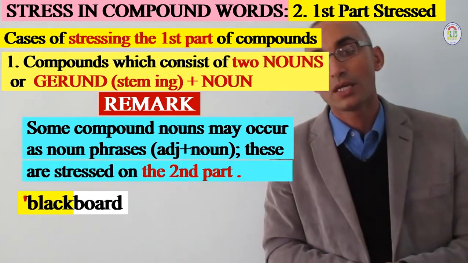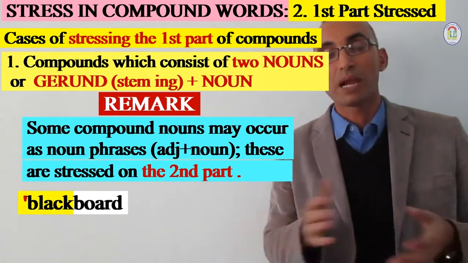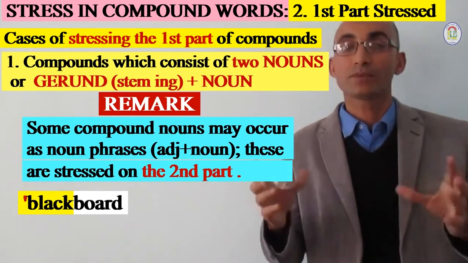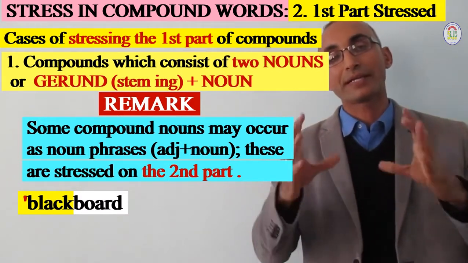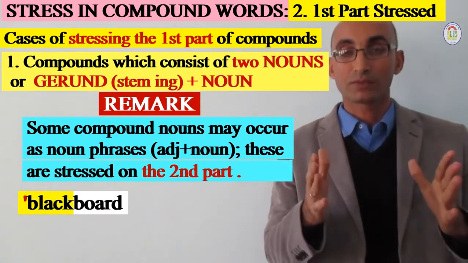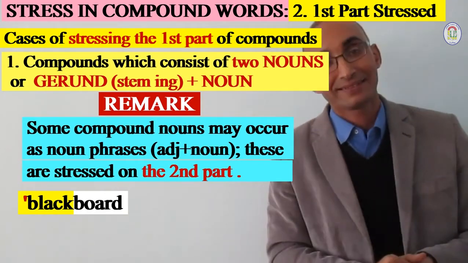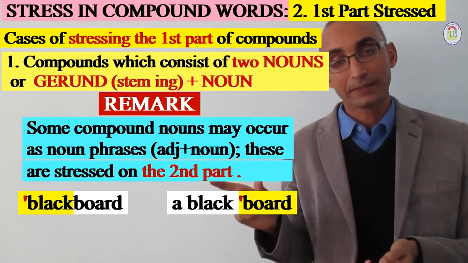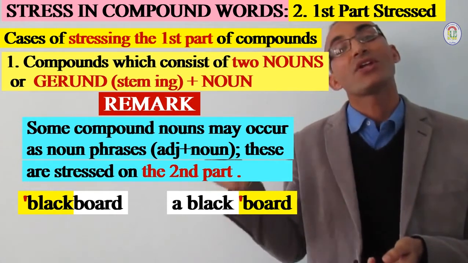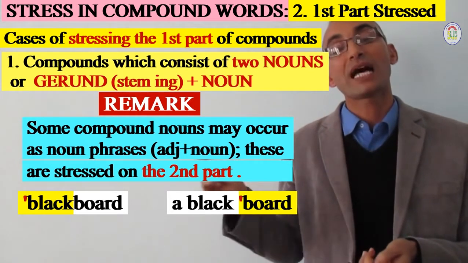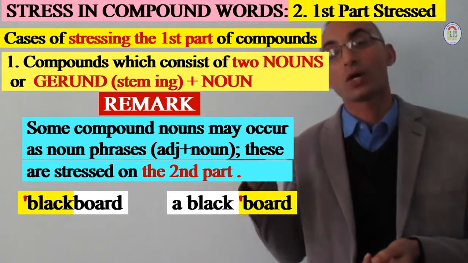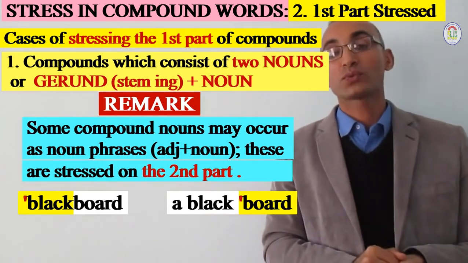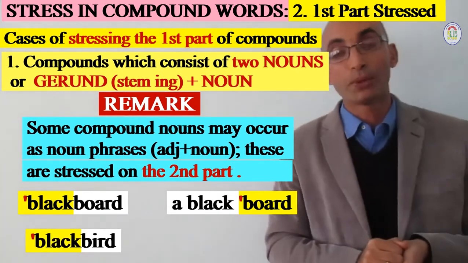Like, for example, blackboard as one word. The board used in school for writing. It's one word, one compound, now we always stress the first part, which is black. But if I have the phrase a black board, it means any board which is black. Here I have a noun phrase which is not a compound noun, so here I stress the second word, which is board. Be careful. Clear? Also, for the compound noun blackbird.